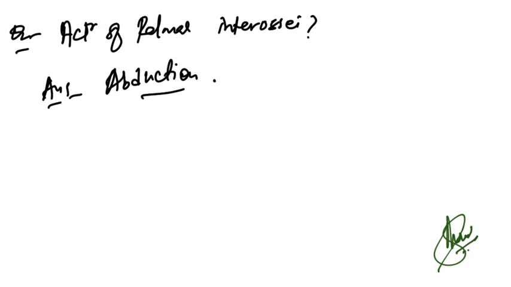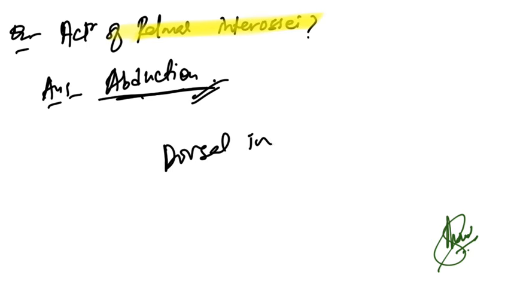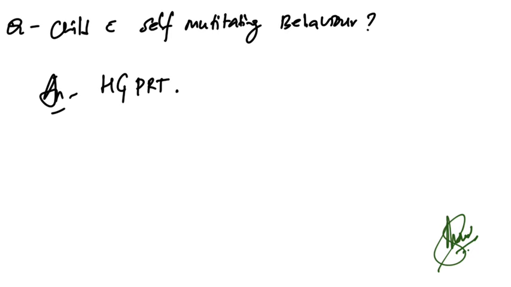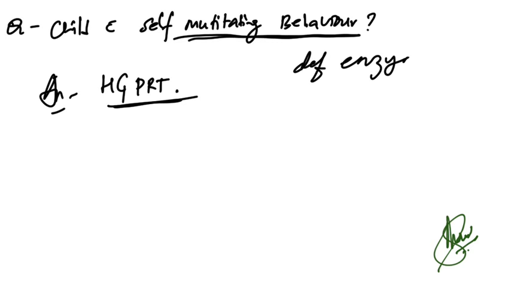Now action of palmar interossei. Action of palmar interossei is adduction, and for dorsal interossei, that is abduction. Child with self-mutilating behavior, so that is due to deficiency of which enzyme? That is HGPRT enzyme deficiency.